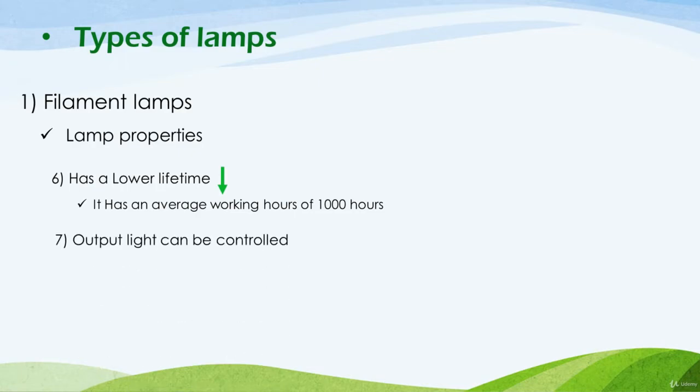Also, the seventh property of the filament lamp is that its light output can be controlled, and this means that we can vary the output lumens of the filament lamp, and this is a big advantage of the filament lamp as it's the only lamp whose amount of light we can control. So we can control the amount of lumens out of the filament lamp, and this is by a switch that is called the dimmer switch. So by changing the selector of the dimmer switch, we can control the light out of it.